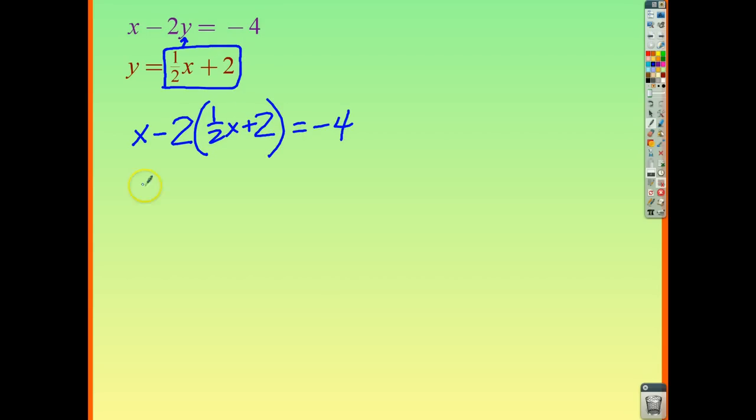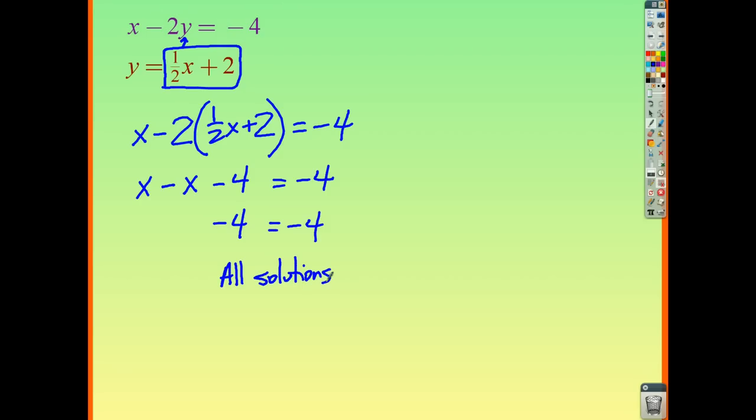Okay, well now let's simplify. 2 times 1/2 is 1, so x minus x. And then negative 2 times 2 is going to be negative 4, is equal to negative 4. Well, x minus x is 0. So I get negative 4 is equal to negative 4. Well, that's true. So that means no matter what number I plug in there, I'm going to have all solutions.